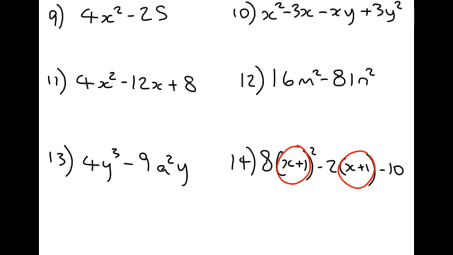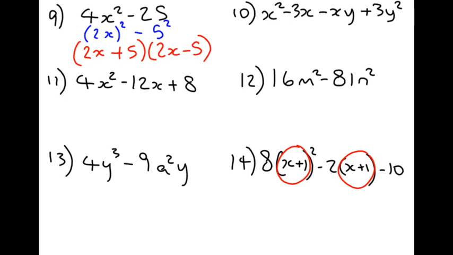4x squared take away 25. This can be written as 2x squared. That means 2x times 2x because that gives us 4x squared. This can be written as 5 squared. Now it's a takeaway, so we've got the difference of two squares, and our two things are 2x plus 5, 2x minus 5. I told you it's difficult. That's A star GCSE, or that's your A-level maths there. Okay. Next one. Let's see what we can do with question 10.